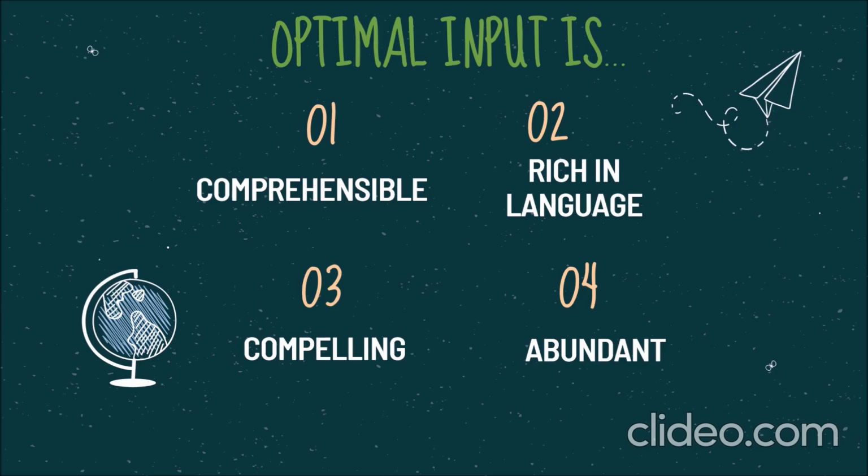Number 2. Optimal input is rich. Rich in language that contributes to the message being communicated. Rich input must include new vocabulary and grammar the students are ready for.